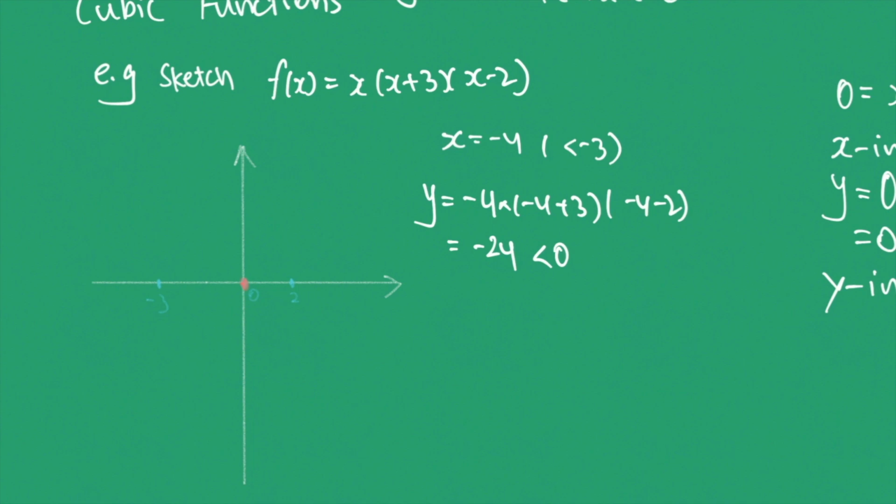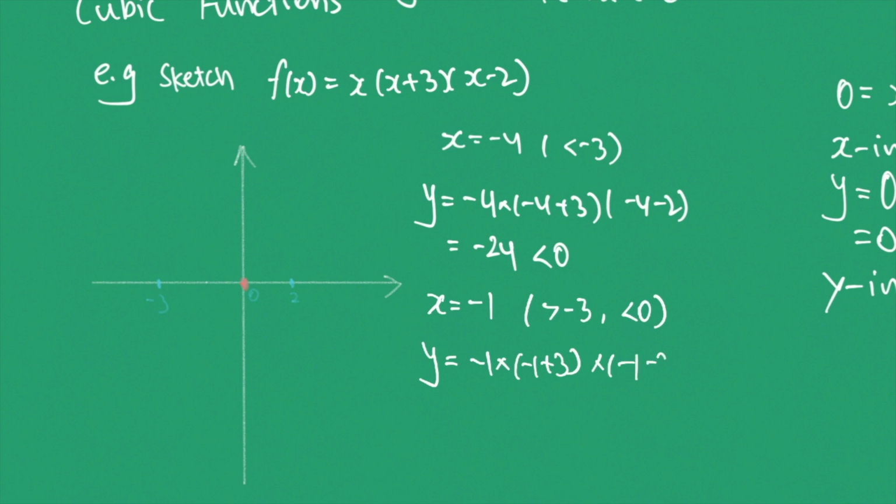And now we can test the middle part, which is this part. In this part, x is bigger than negative 3 but smaller than 0. Let's assume it's negative 1. So it's bigger than negative 3 but smaller than 0. We put it into the formula and we get y equals 6, which is bigger than 0. So in this part, the curve is above the x-axis.